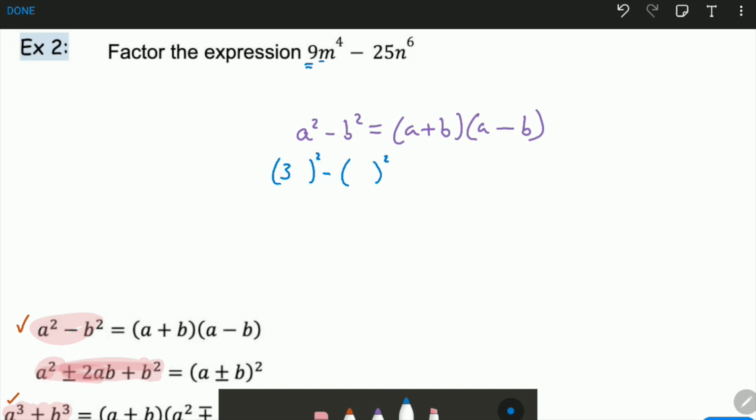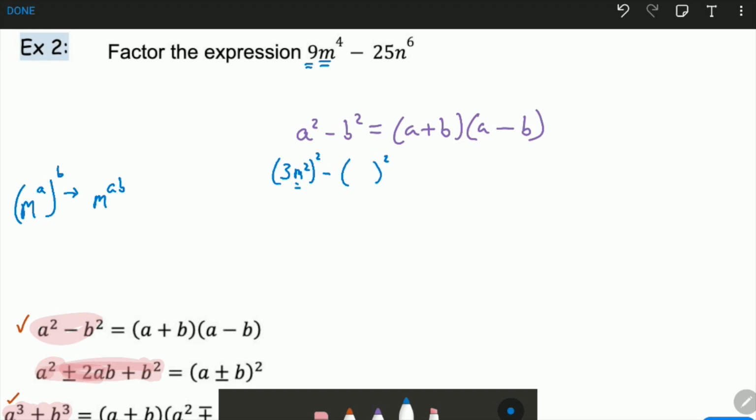And then for m to the fourth, what do you raise to the second power to get m to the fourth? Remembering the property that when you do a power to a power, which is the situation here, you multiply the exponents. So what times 2 would give us 4? Well, m squared to the second power would give us 4, because we do 2 times 2.